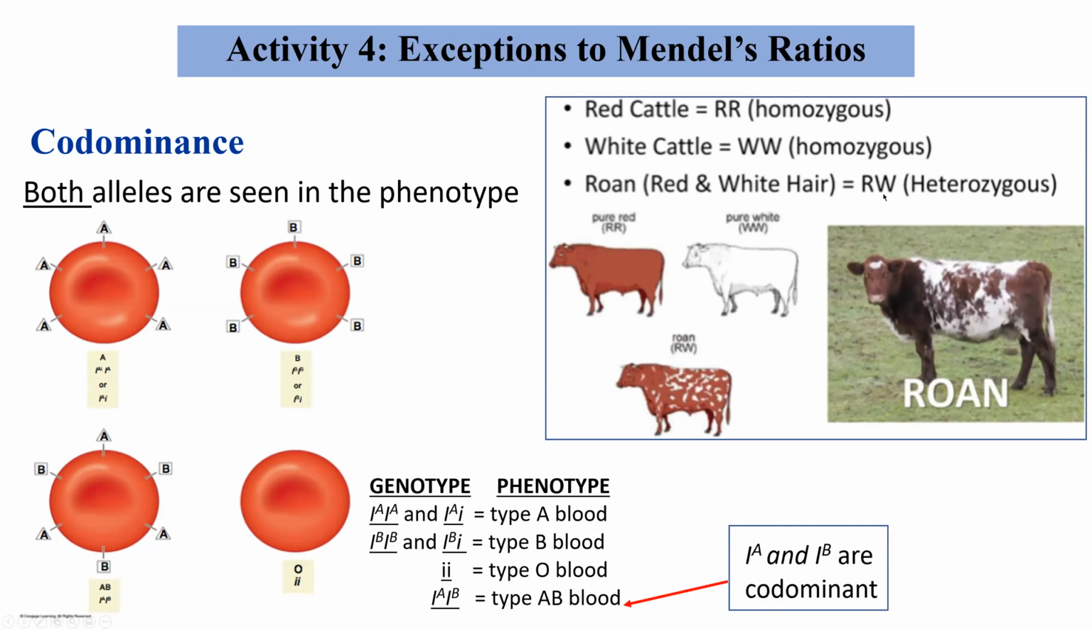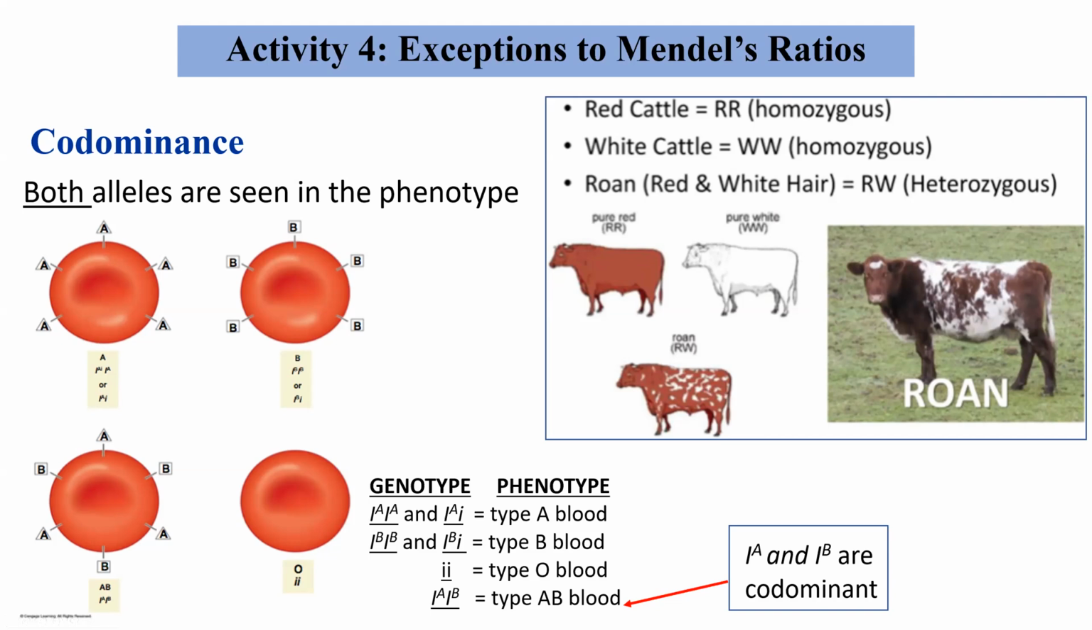And here, as you can see, it's not mixed. It's not a blend of this red and this white to make a lighter shade of red. It essentially has both this color and this color in its hair. So here both alleles are seen in the phenotype. Both the red hair and the white hair are seen in the phenotype. An example of this in humans would be blood type.